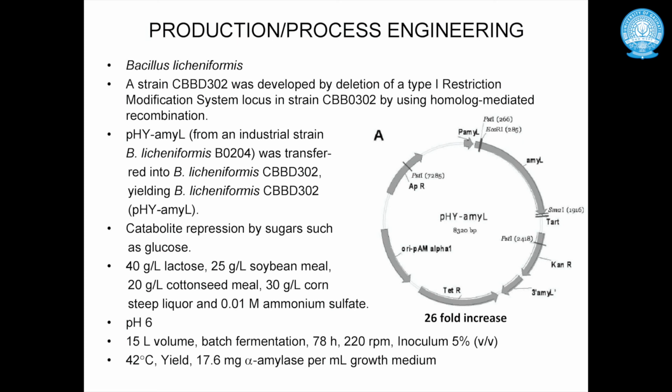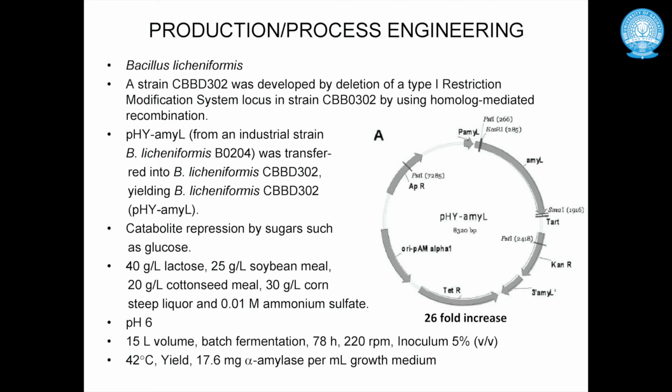The RPM requirement is 220. Inoculum required is 5% volume on volume basis. The temperature required is 42 degrees Celsius, and the yield we get from this whole process of cultivation is 15.6 milligrams of alpha amylase per ml broth medium.